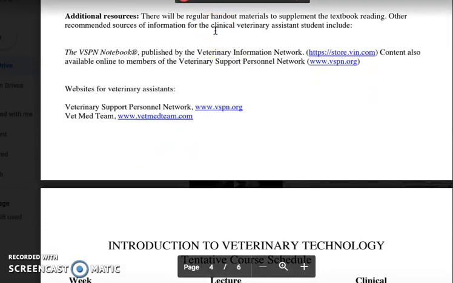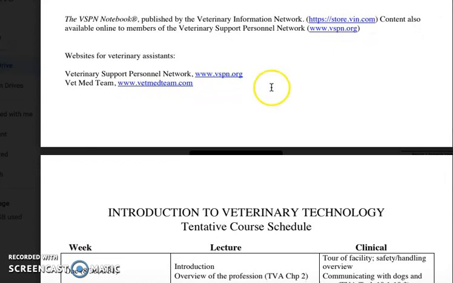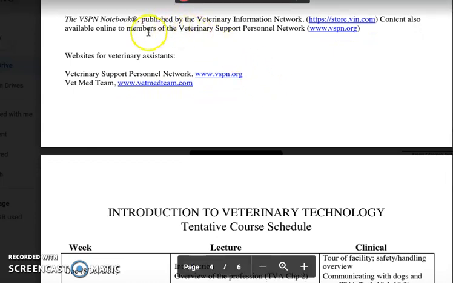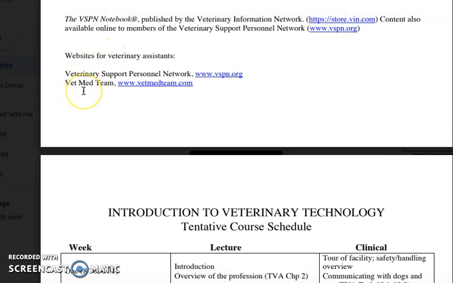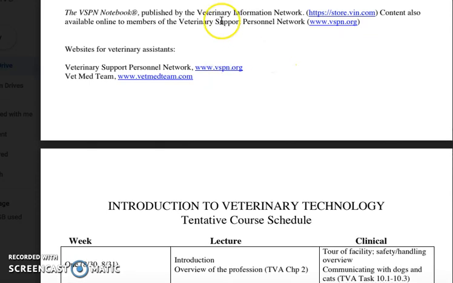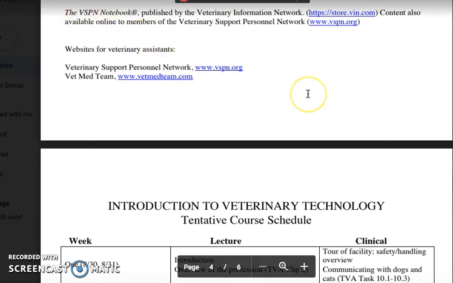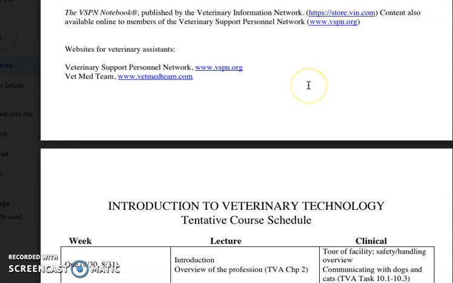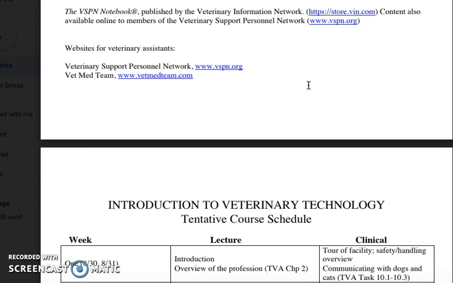Additional resources. So in addition to your textbook, there's regular handouts. And I try to minimize the amount of paper I have to use, so a lot of your handouts are online and a lot of them are available through Blackboard. Other resources that you might use, VSPN and VetMed Team are both online communities for veterinary professionals, primarily veterinary technicians and veterinary assistants, so you can go and look at their libraries. The VSPN notebook is a very good resource. They have message boards. They occasionally do CE classes. So those are good things to check out, and they're free.